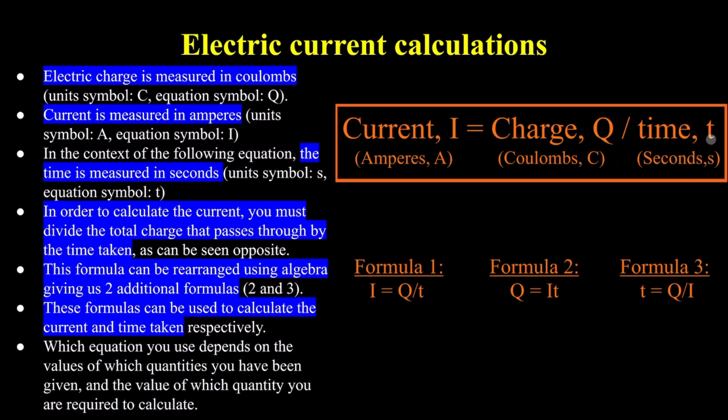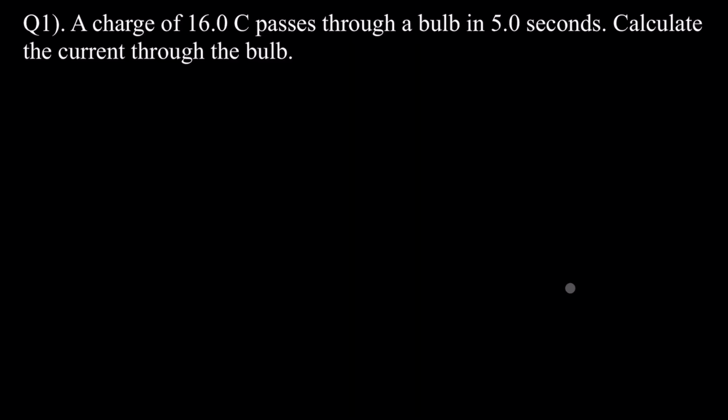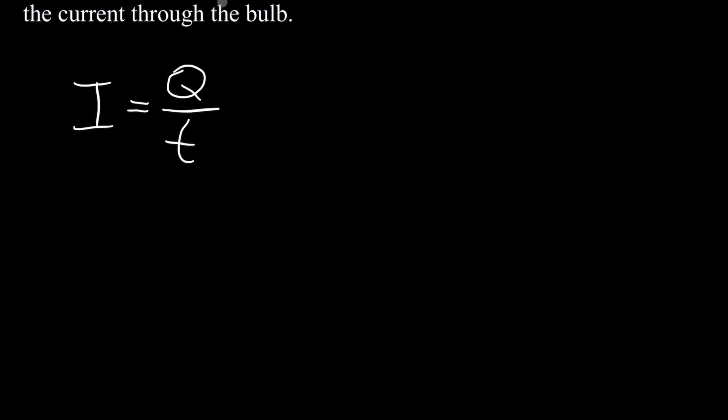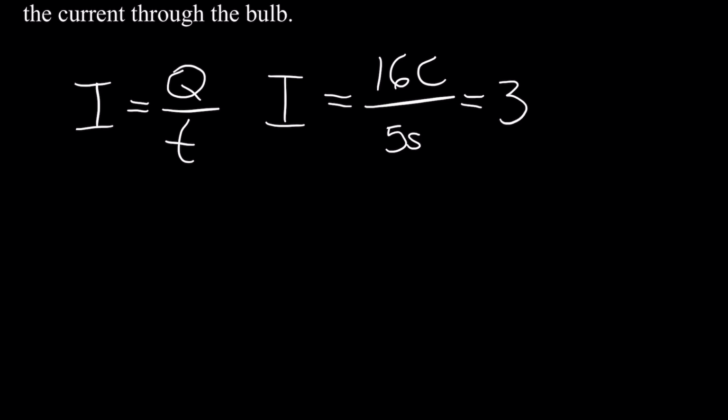Current equals charge divided by time. So we begin by actually writing the equation, and then we substitute the charge and the time in the equation. So we get current equals 16 coulombs divided by 5 seconds. And the answer to that is 3.2 amps. So this is the final answer.